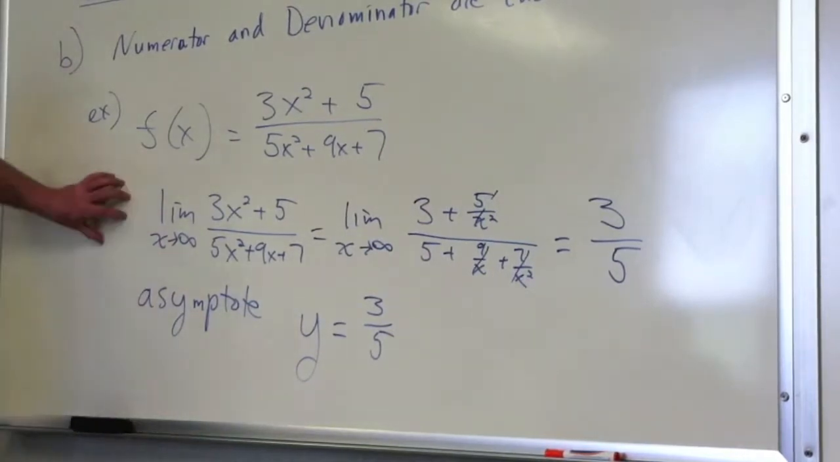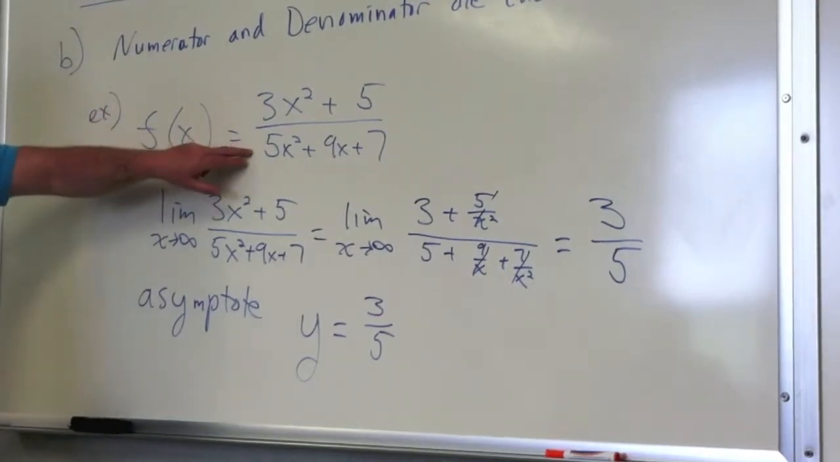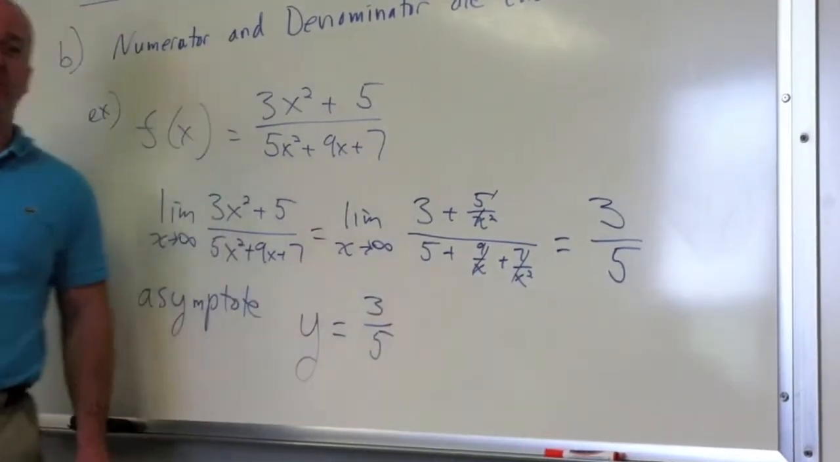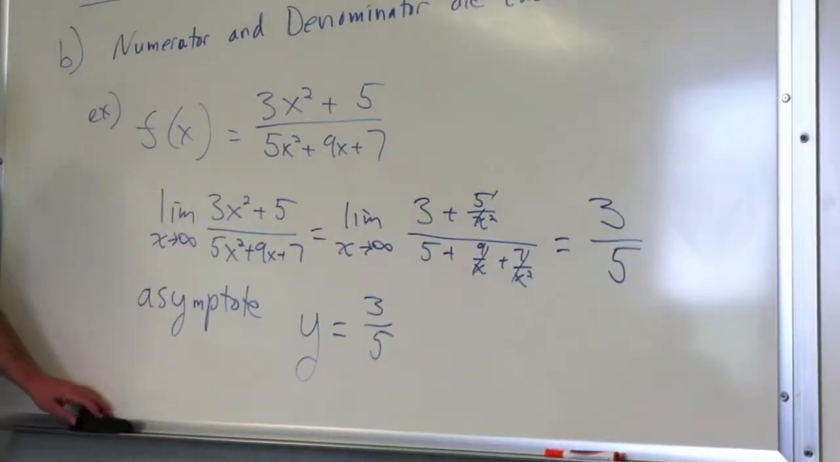So the rule is you use the leading coefficient. If you forget the rule, here's a little trick you can do with limits to find that out. So this is how you find a horizontal asymptote if they're the same degree.